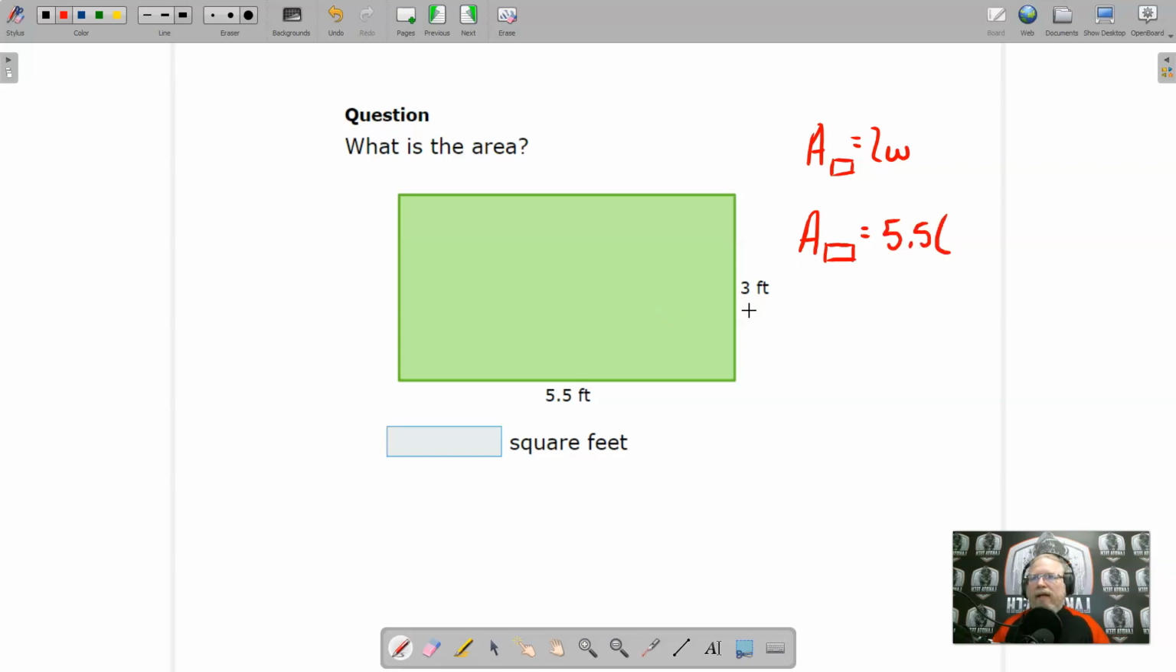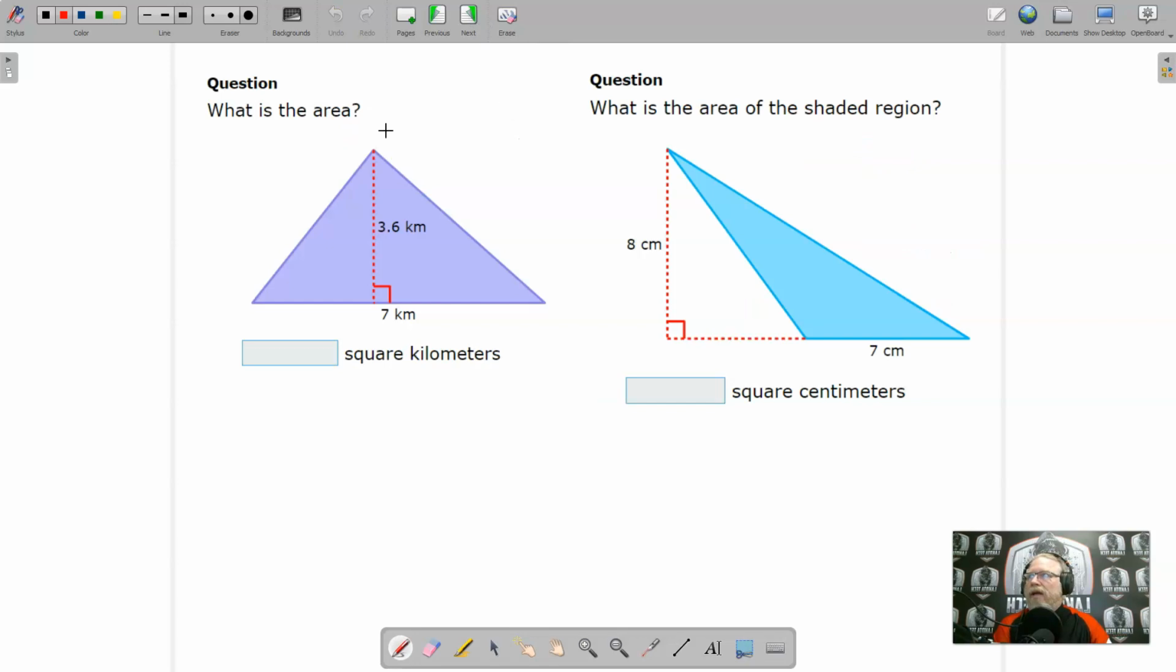And we're going to multiply that times the width, which is 3. And I believe that's 16.5, if I recall. 5.5 times 3 is equal to, yes, indeed, the area of this rectangle is going to equal 16.5 square feet. All right, so rectangle, length times width. Square, sides squared. Area of a triangle.